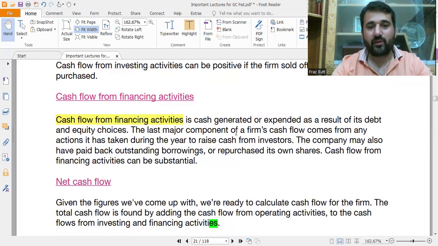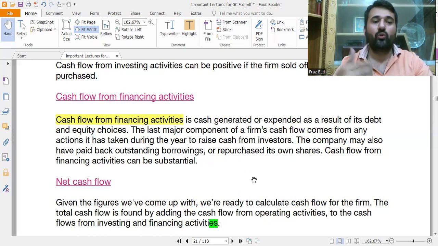The last major component of a firm's cash flow comes from any action it has taken during the year to raise cash from the investors. This is a major component of the firm getting money from its investors. So the firm is raising money from its investors. Such money will be included in the financing activities section.